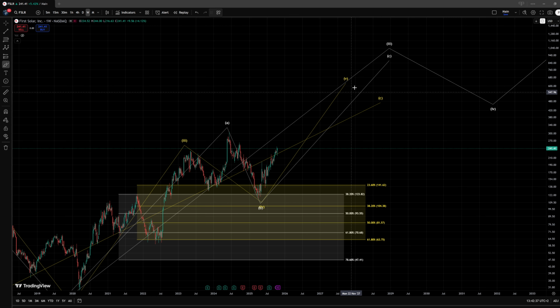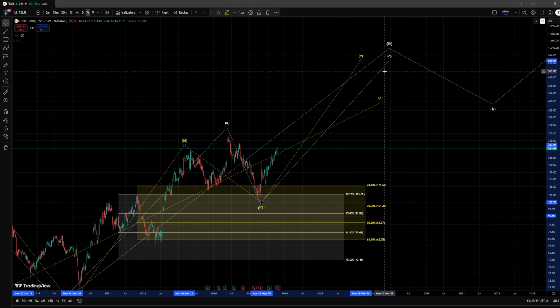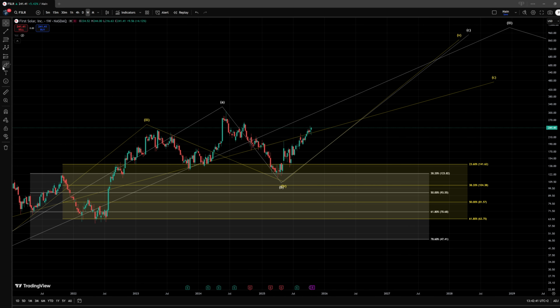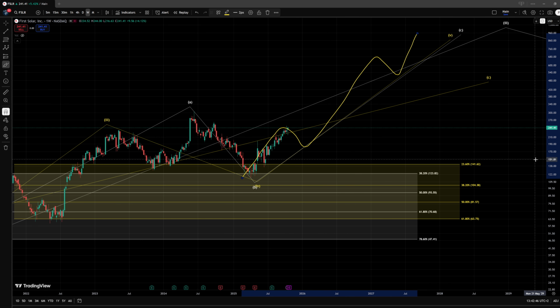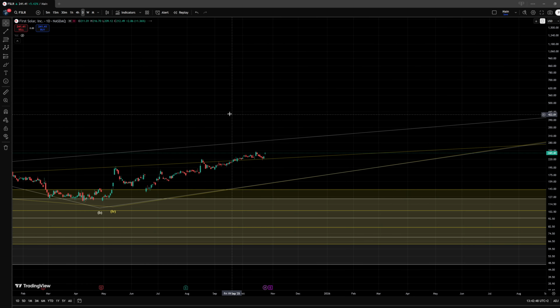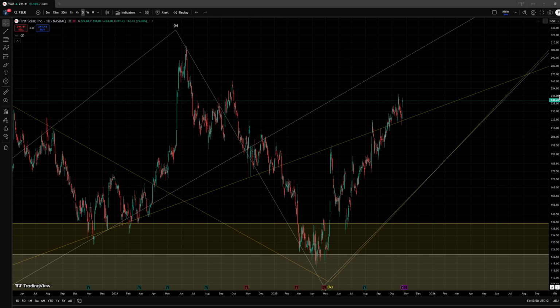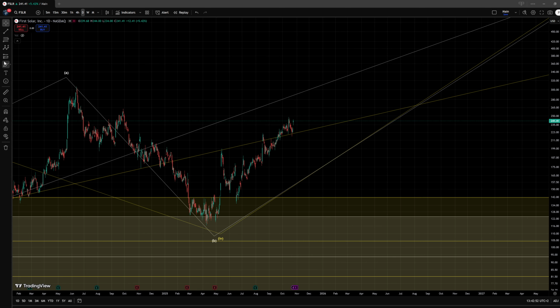I am open to tracking both interpretations here to the upside, both in a larger ABC forming here, or in a 1, 2, 3, 4, 5 that could occur. Now internally within this push, within this movement to the upside, we have actually a very corrective structure.